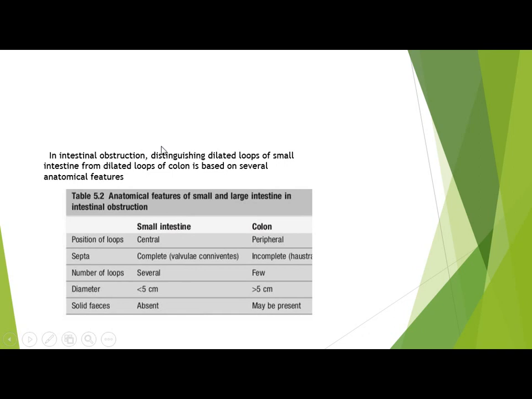In case of intestinal obstruction, to distinguish between the dilated bowel loops of the small intestine and large intestine, this is very important. The position of the loops in the small intestine is central, and in the large intestine or colon it's peripheral. The septa in the small intestine are valvulae conniventes, but in the colon they are incomplete and called the haustra. The loops of the small intestine are several, and in the colon fewer. The diameter in the small intestine should be less than 5 centimeters, and in the colon more than 5 centimeters. Solid feces are absent in the small intestine and may be present in the large intestine.